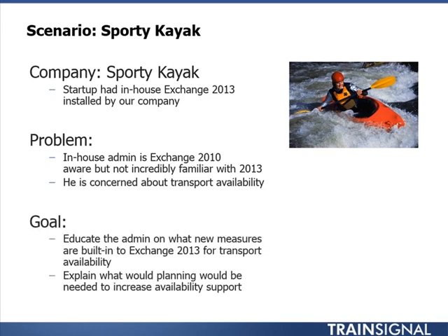So our goal is going to be to educate the administrator on what new measures are built into Exchange 2013 for transport availability, and we're also going to explain what planning would be needed in order to increase availability support. So think about it. What would you say to this Exchange administrator? Oftentimes you might just say, well look, you need redundancy, so we need to have multiple servers. And maybe he's aware that with Exchange 2010, especially with regard to transport availability, if you wanted to have redundancy of the hub transport server role, you would just install an additional hub transport server. And that would be pretty much the end of the story.